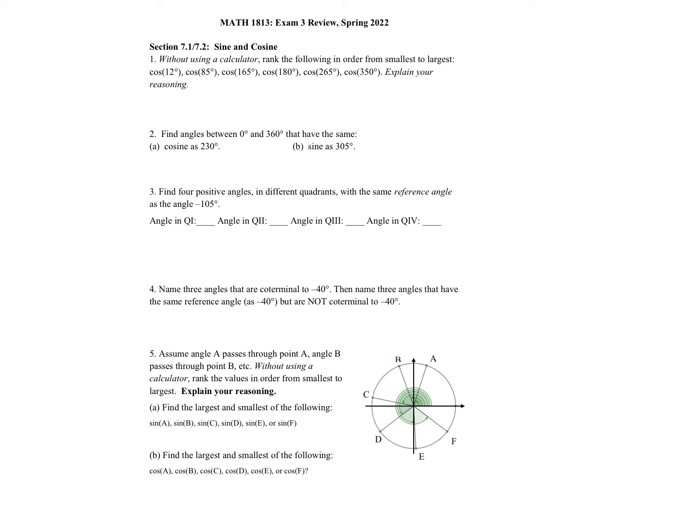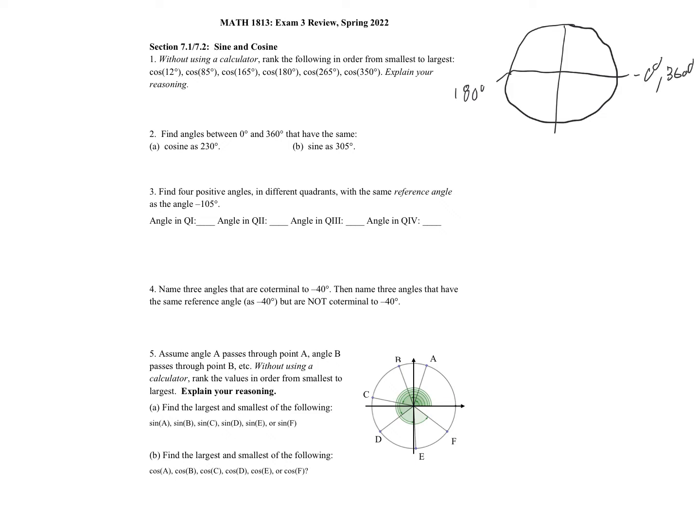Problem 1, rank these cosine angles from smallest to largest. So we'll start off figuring this out by doing our unit circles. One thing we know on the unit circle is at these two points, this is angle 180 degrees, this is angle 0 degrees, and also angle 360 degrees.